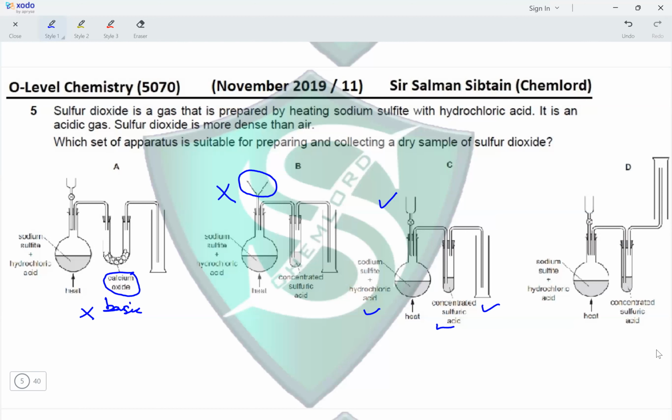But let's look at option D. We've got the burette, we've got the round bottom flask, we've got concentrated sulfuric acid, but the problem here is that they are collecting the gas in a gas jar using an upward delivery method. SO2 is more dense than air. It will not remain in the gas jar, it will come out. So that makes apparatus setup in D incorrect. So the correct option for this question is option C.